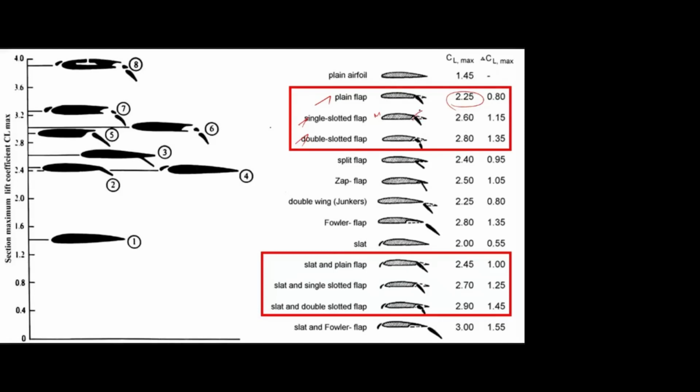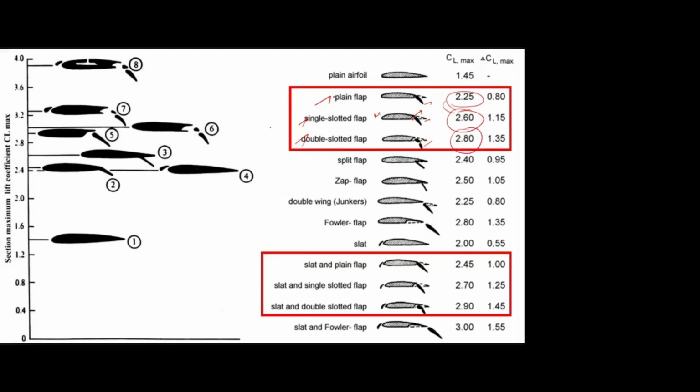That is, there will be a small gap in that. By using the single slotted, compared to the plain flap, both flaps are deflected at the same deflection angle, but the single slot produces more CL. And if you use double slot, again the CL is further increased.